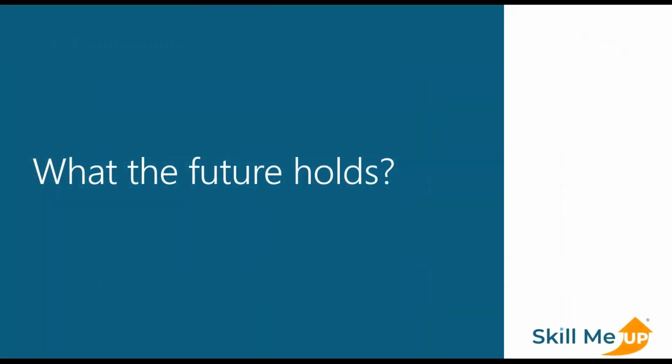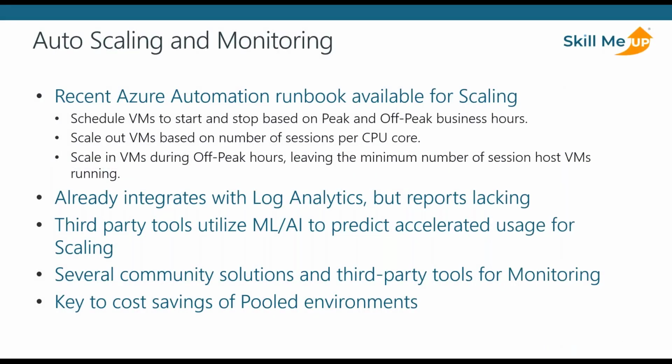We'll go into the portal in a little bit, but right now let's just talk about what's upcoming. So recently they went back to doing auto scaling through the Azure Automation runbooks. That was something that was long needed with the Spring update, but they just released it this past month. It allows you to schedule the start for the VMs, stop them during off-peak hours, look at the number of sessions per CPU core, and scale them down during off-peak hours. It's a really great advantage when you're doing a pooled environment to make sure that you have the optimal number of VMs running to cut down your costs and minimize your loads on those systems.